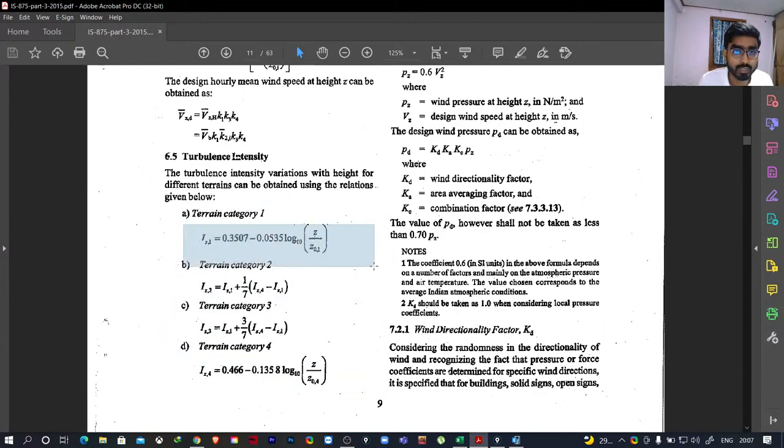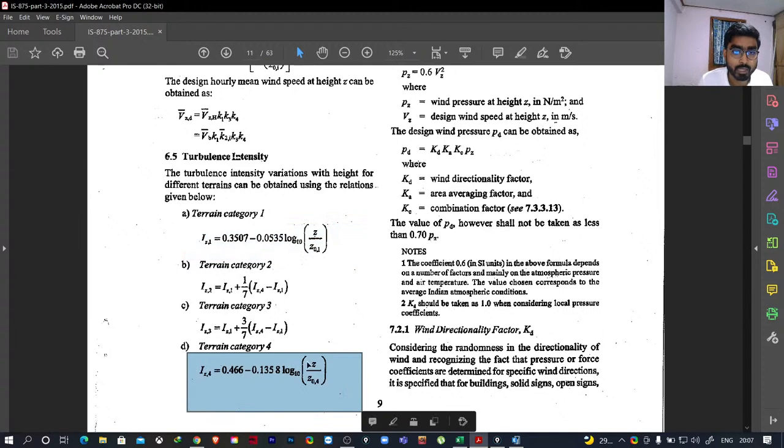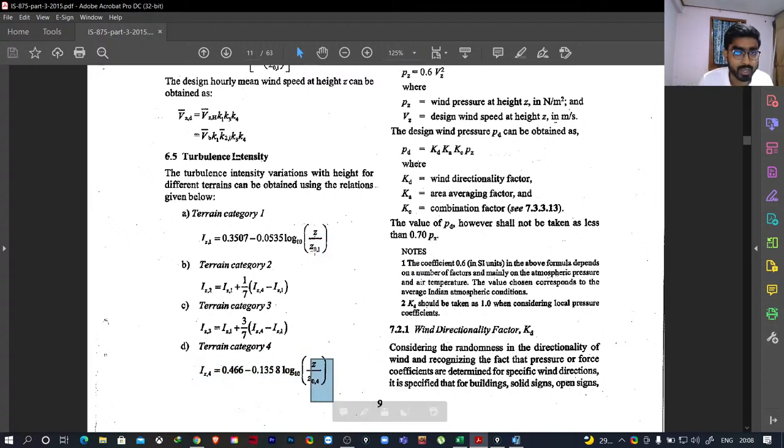Okay, so for terrain category 1 and for terrain category 4, you need to find out Z by Z0, Z by Z0. Means total height by, at what height you need to find out the intensity. Other than that, for terrain category 2 and 3, it is depending on this terrain category 1 value and terrain category 4 value. Okay, so it is IZ1 plus 1 by 7 of IZ4 minus IZ1. So if you want to find out for terrain category 2 and 3, you need to find out obviously terrain category 1 and 4. So IZ1 is the first terrain category plus 1/7 of IZ4 minus IZ1, the difference between the turbulence intensity between category 4 and category 1.